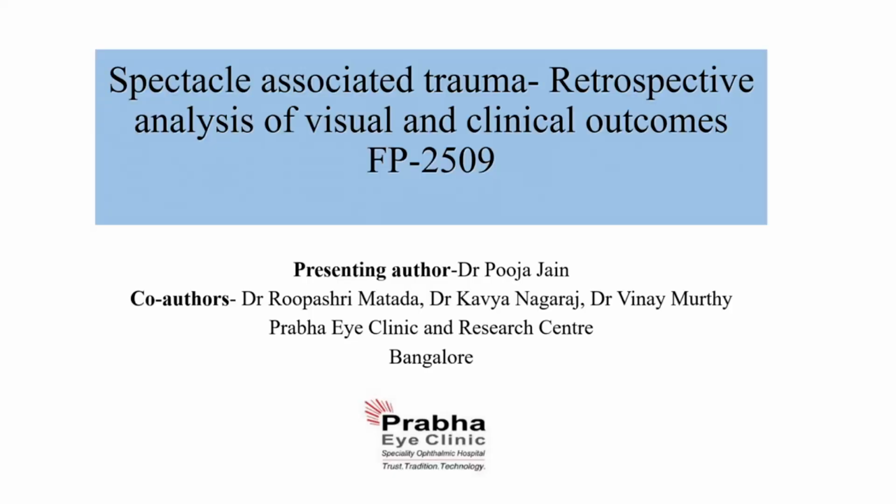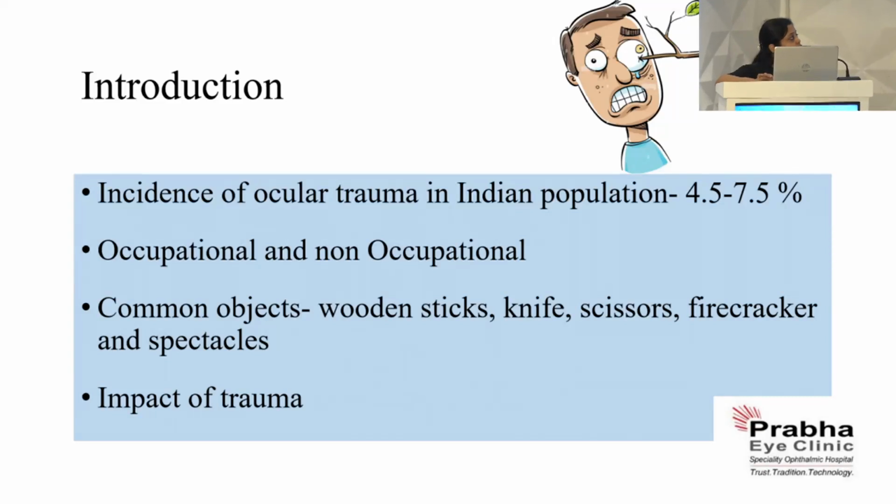Good afternoon, everyone. I'll be presenting my paper on spectacle-associated trauma: a retrospective analysis of visual and clinical outcomes. Coming to the introduction, the incidence of ocular trauma in the Indian population is around 4 to 7%. Though ocular trauma usually affects one eye, not resulting in blindness per se, the impact in terms of per-person loss of work hours and the psychological effect of losing one eye is enormous.